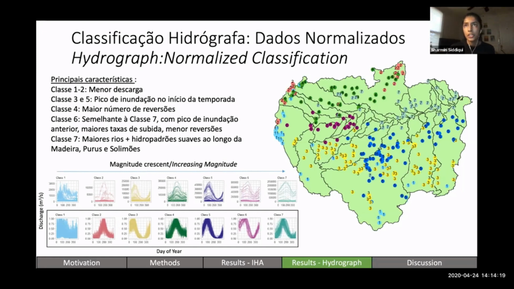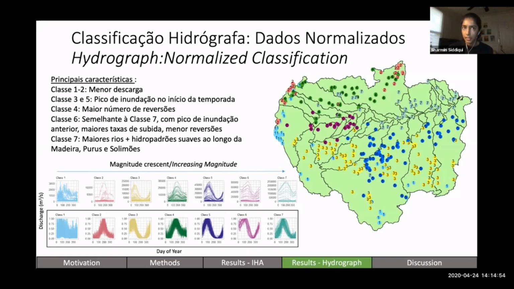So just to touch on a few characteristics of our classes, classes 1 and 2 have the smallest average discharge and higher number of reversals. Classes 2 are located in Ecuador, northern Brazil, and class 1 is located in Peru, Bolivia, and the southern portion of the Brazilian Amazon. Classes 3 and 5 have an earlier season flood peak, while class 4 is later on in the year and a higher number of reversals. And then class 3 are located in a broad swath of the southern Amazon, partially overlapping with our class 5 stations. And as well, our classes 3 and 5 share a similar order of magnitude.